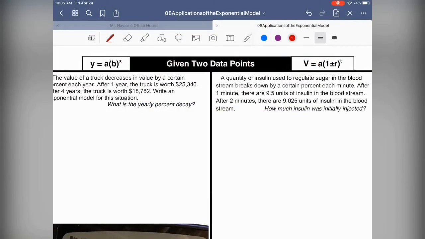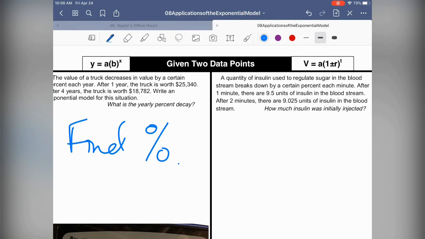Now, as we flip over to the back, we're going to look at our last example, which you're going to discover shortly does not give us a percent. Oh no, it doesn't give us a percent. Instead, it gives us 2 data points. Now, what do you suppose we will do if we are not given a percent? Well, that's correct. We're going to have to find the percent.